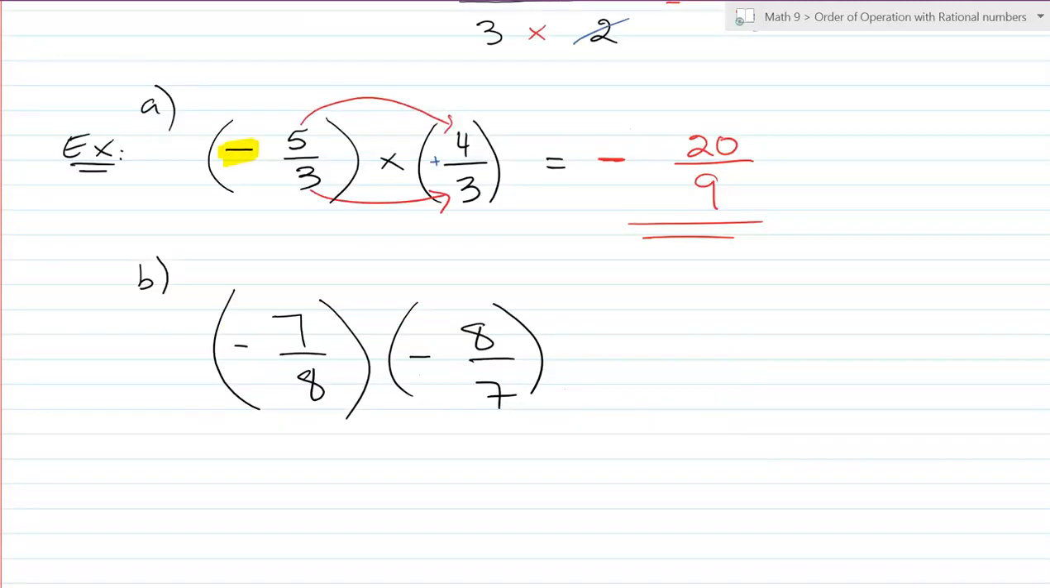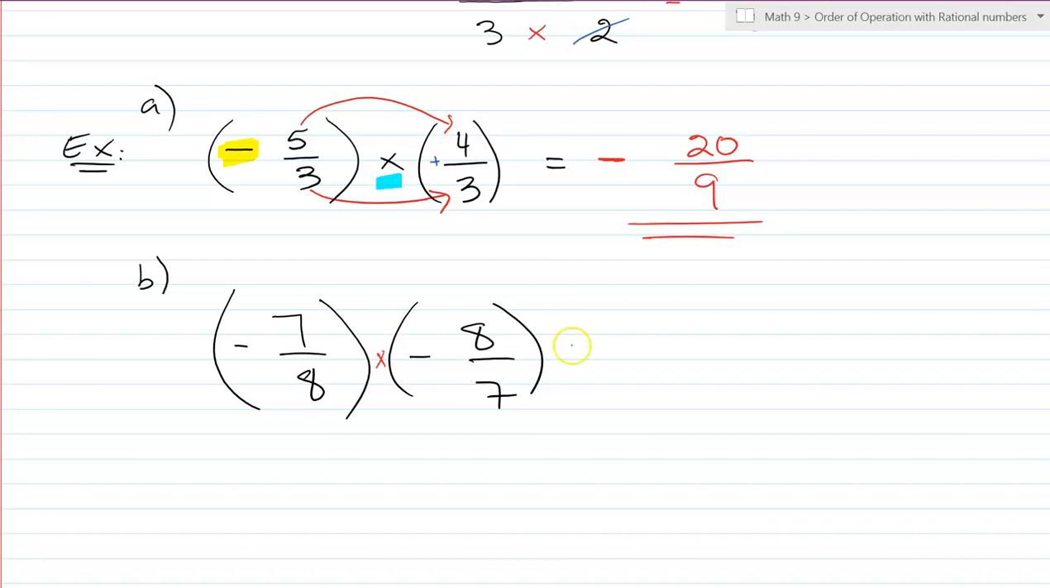Okay, let's look at example B. -7/8 right here times -8/7. I changed the format of this question. Instead of writing the multiplication sign, I decided to not put it down there. So you get used to that. If you have two brackets beside each other, by default that means there is a multiplication in between. We just don't write it. Once you get to grade 10, even part of grade 9, then you don't really need to write specific operations as long as it's written in a proper format. So in this case, two brackets beside each other means multiplication. Great, let's go through that.